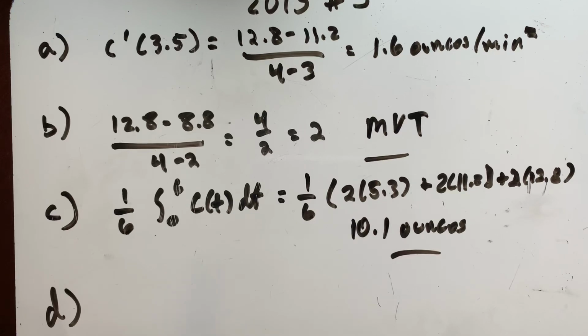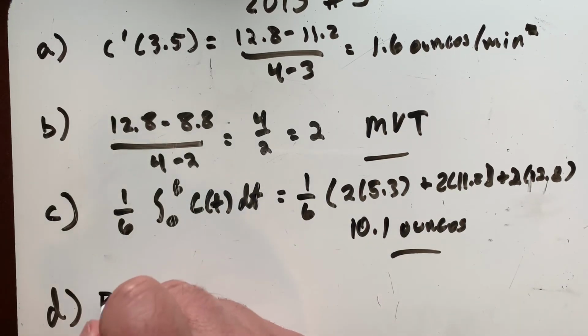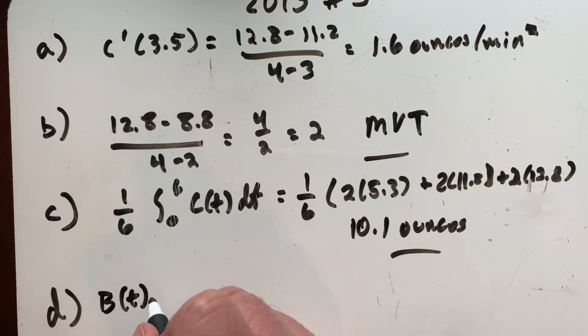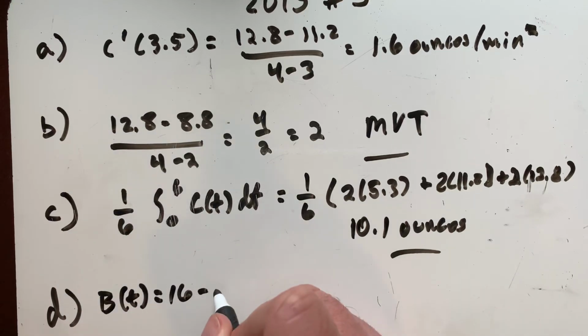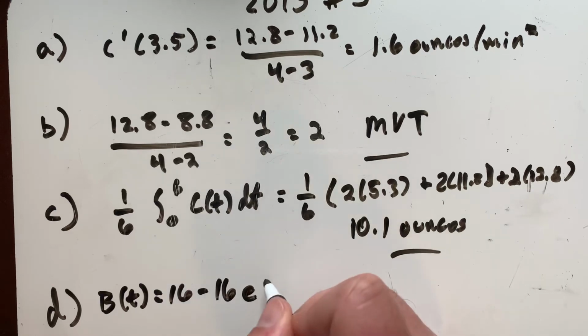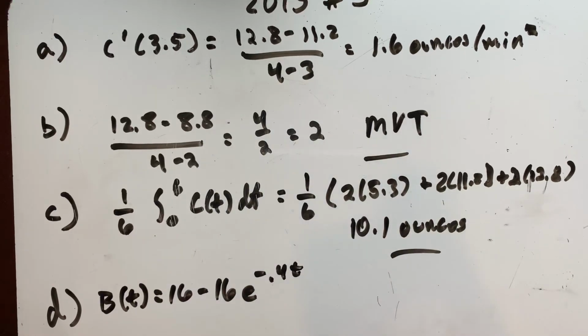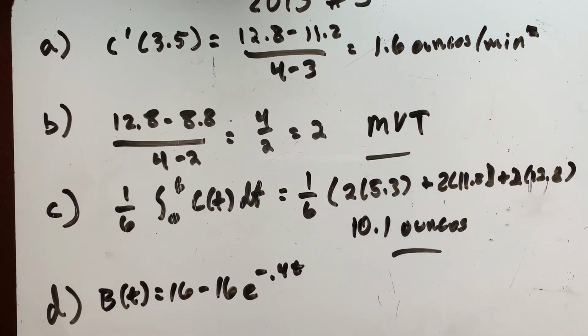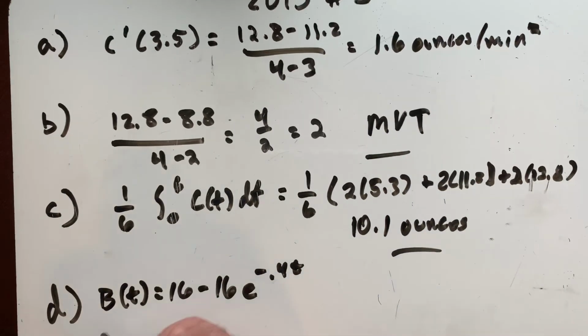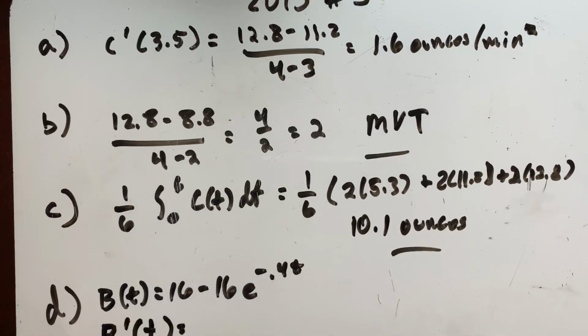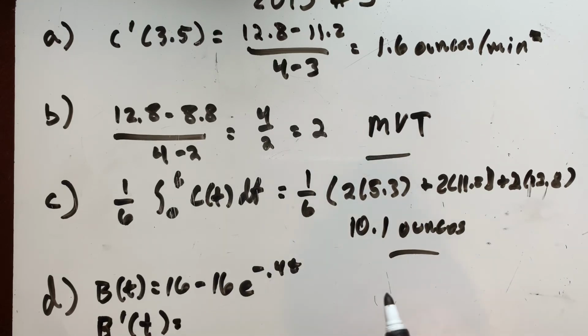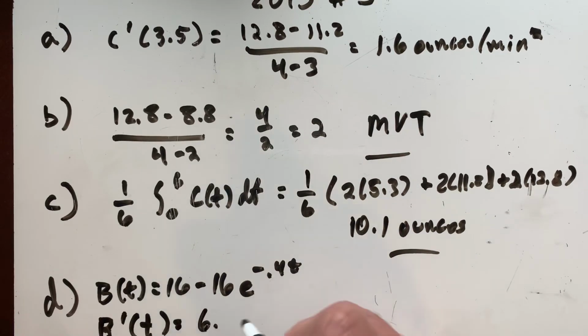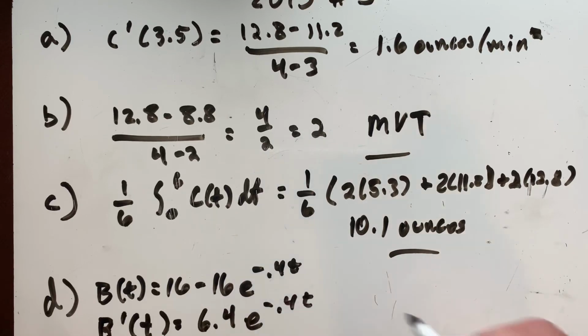All right, so last one, part D. We have B of t equals 16 minus 16e to the negative 0.4t. Using this model, find the rate. All right, so rate, that means we're going to take the derivative. Anytime they're asking for a rate, take the derivative. Okay, so when we do that, we end up getting 6.4 e to the negative 0.4t.